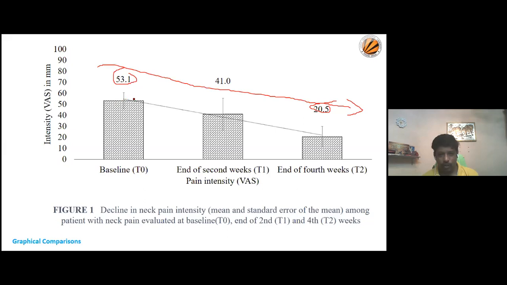Either you can use a line diagram, made using an error bar, or you can use this kind of bar chart as a graphical presentation. Yeah, let us proceed further.